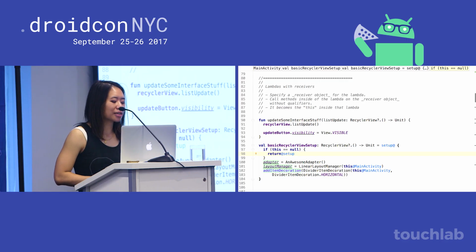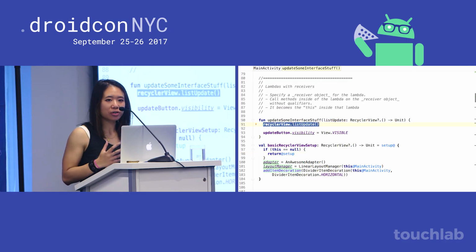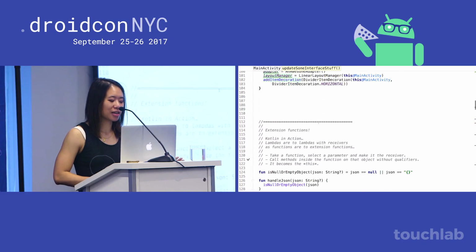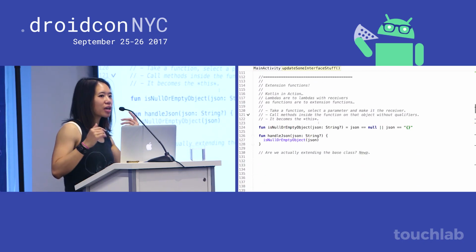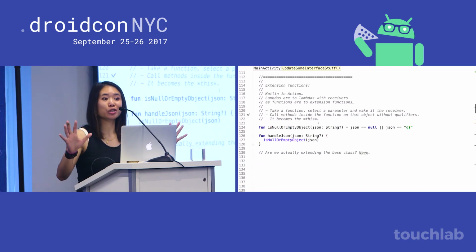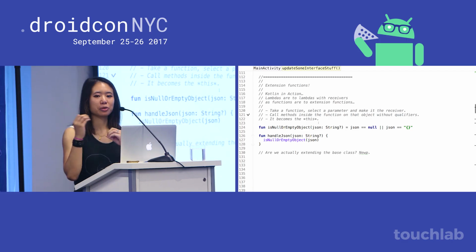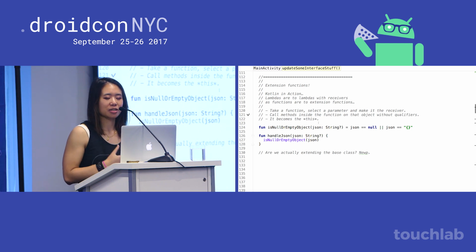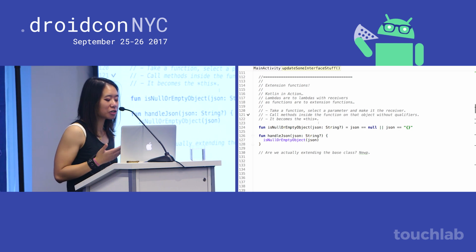Going back to how I actually call this lambda, as we talked about, it almost looks like I stuck a new function onto recycler view, but there's a much more official Kotlin way of doing this, and that's with extension functions. If you haven't read Kotlin in Action, which you totally should, it's an amazing book, they do a really cool comparison. They say that lambdas are to lambdas with receivers as functions are to extension functions. The reason is that we get this nice idea of a receiver. So here's a quick example.